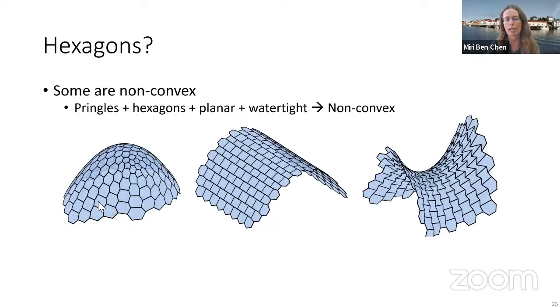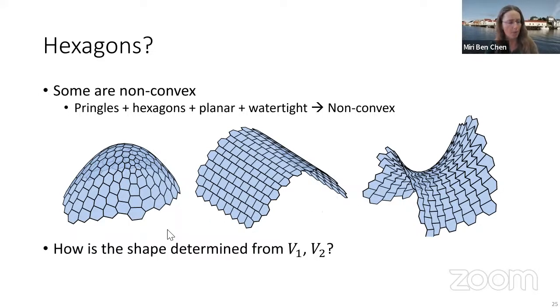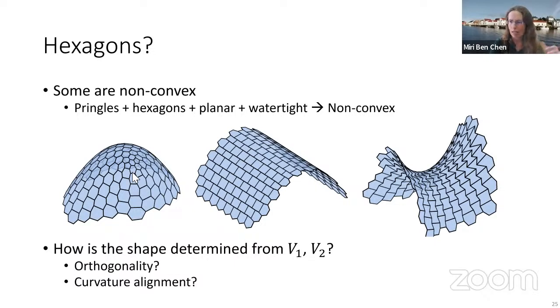Right, so if you look at the different curvature regions, elliptic regions, or things that look like an ellipse, are going to be convex, the cylindrical regions are going to have these brick shapes, and hyperbolic regions are going to have the hourglass. So how is the shape actually determined from the V1, V2 that we solve for? And what does orthogonality even mean in this setting, and curvature line?